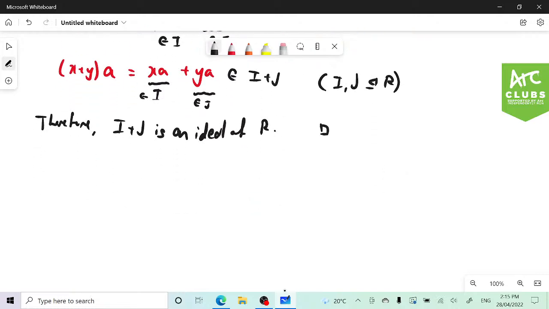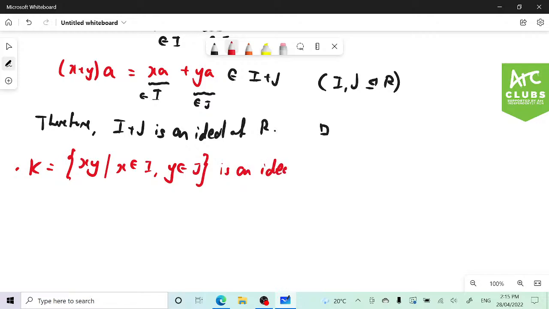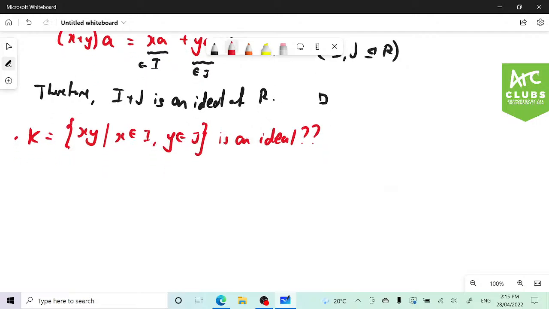So let's have a look at the second question now. We're considering the set K, which is xy, where x comes from I and y comes from J. And we're going to determine, is this an ideal? So the answer is no. This is actually not an ideal. And to show this, let's have a look at an example.